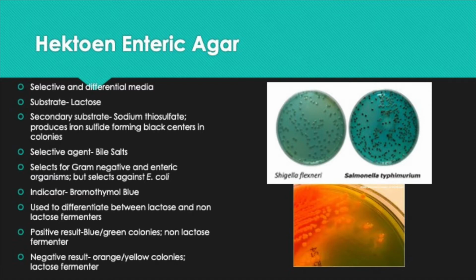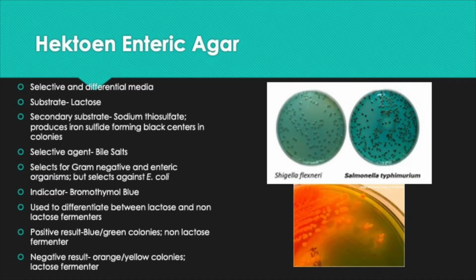And the substrate here is lactose. So just like with MacConkey and EMB, we are going to be looking at lactose fermentation. But there is a secondary substrate in HEA, and that is sodium thiosulfate. Now, we will talk about that after we talk about the lactose fermentation part. But that is another substrate that's in the media. Now, there's other stuff that's there too, but we're not going to worry about that. We're just going to talk about the lactose and the sodium thiosulfate. So the selective agent in HEA is bile salts. So again, we're going to be selecting for gram-negative organisms.